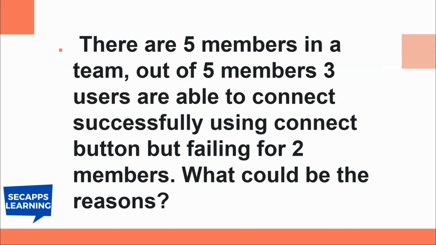There are 5 members in a team. Out of 5 members, 3 users are able to connect successfully using the connect button, meaning using PSM. But it's failing for 2 members. What could be the reasons, guys?